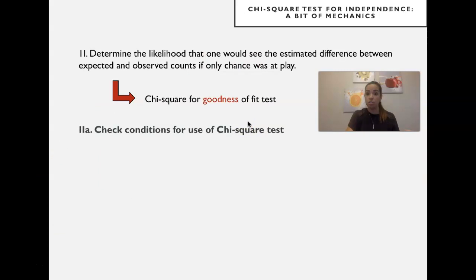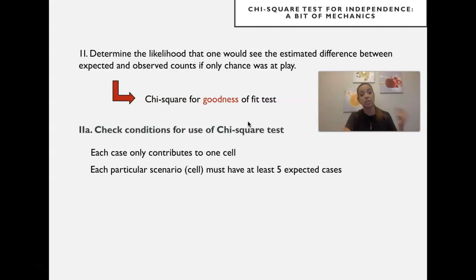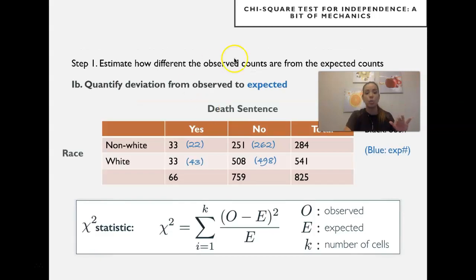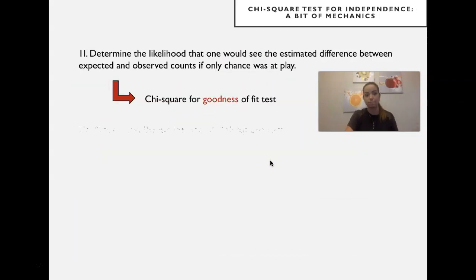So what are the conditions to running this test? Each case only contributes to one cell, which is true. Like each person cannot be in two of these cells. And each particular scenario, each cell, must have at least 5 expected cases. And again, we do have more than 5 expected cases in each one of the cells, so we're good.